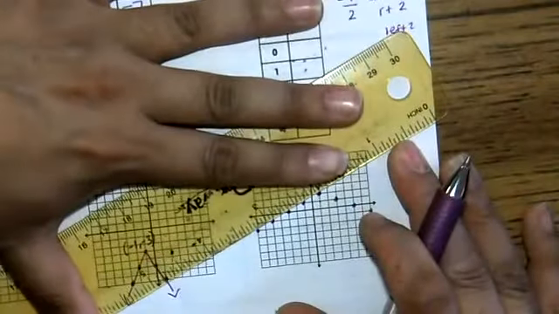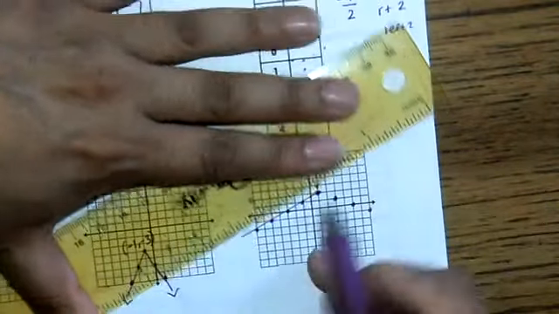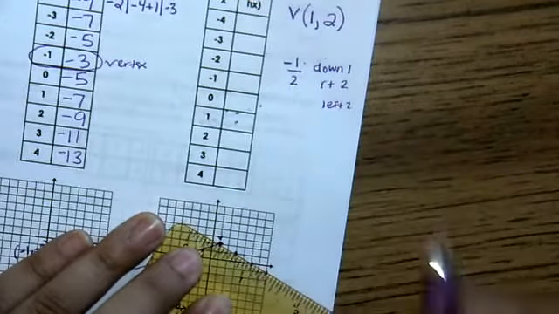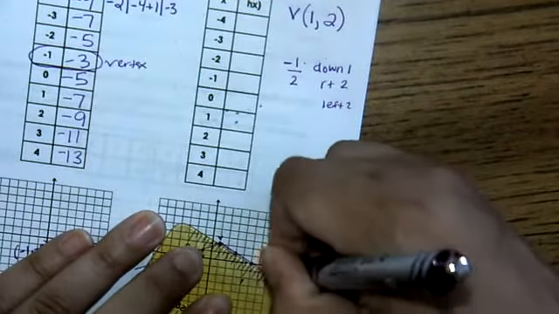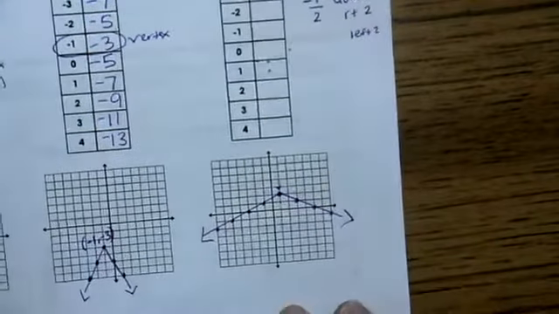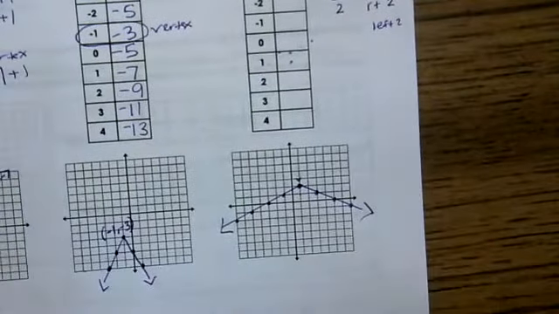It happened to be upside down again because there was a negative, and it looks wider this time because of the 1/2. Anytime there's a fraction or a decimal that's between 0 and 1, you are going to have something called a vertical shrink. And when you shrink it down, it actually gets wider.